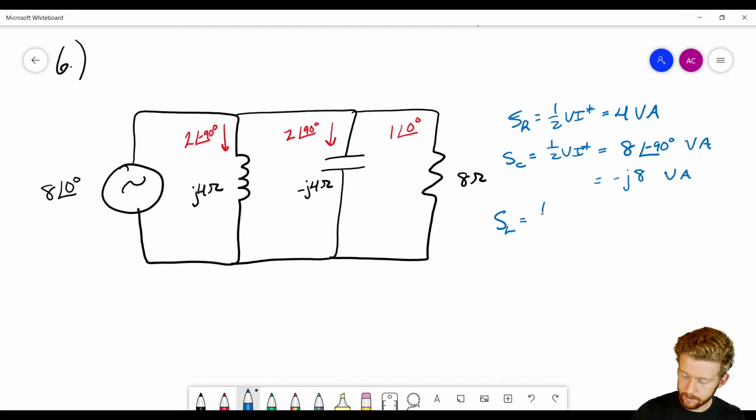The inductor, again, 1/2 V I conjugate. This is going to be 1/2 times 8 angle 0 times 2 angle.